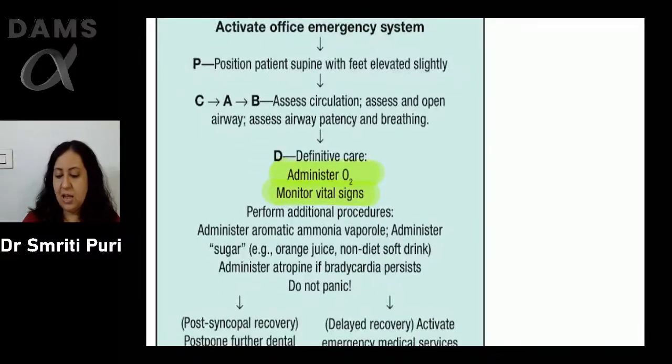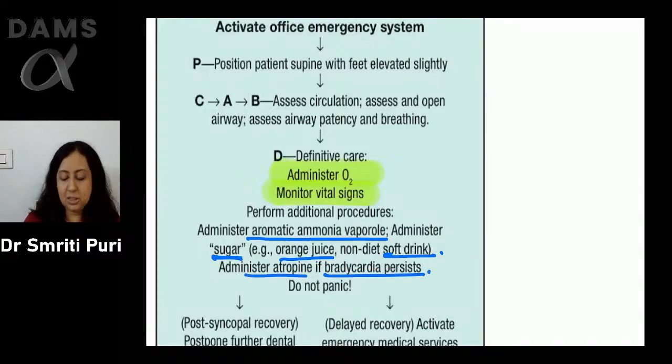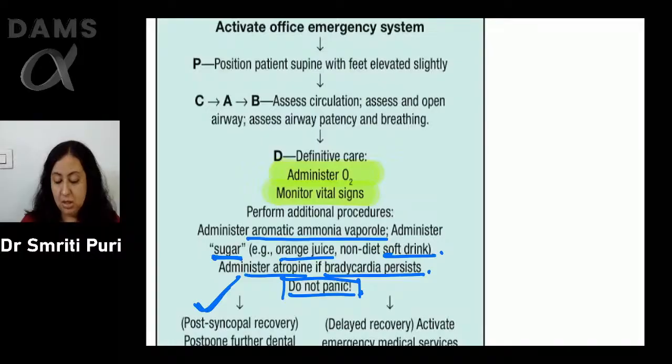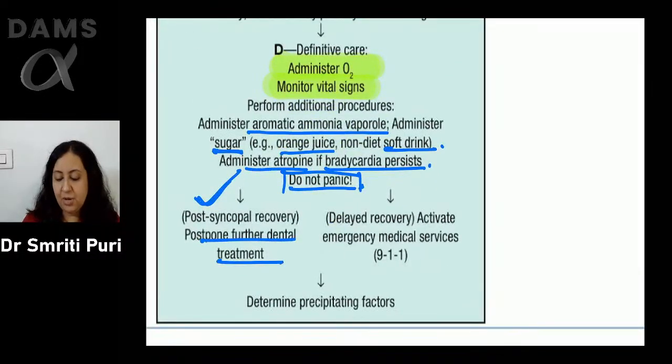Perform additional procedures like administer aromatic ammonia. That is a respiratory stimulant. Okay. You can give the patient sugar, orange juice, a soft drink, and administer atropine if bradycardia persists. Most importantly, do not panic. If the patient has recovered, then you postpone further dental treatment. If there is delayed recovery, you activate the medical emergency services. In USA it is 911, for us it is 112.